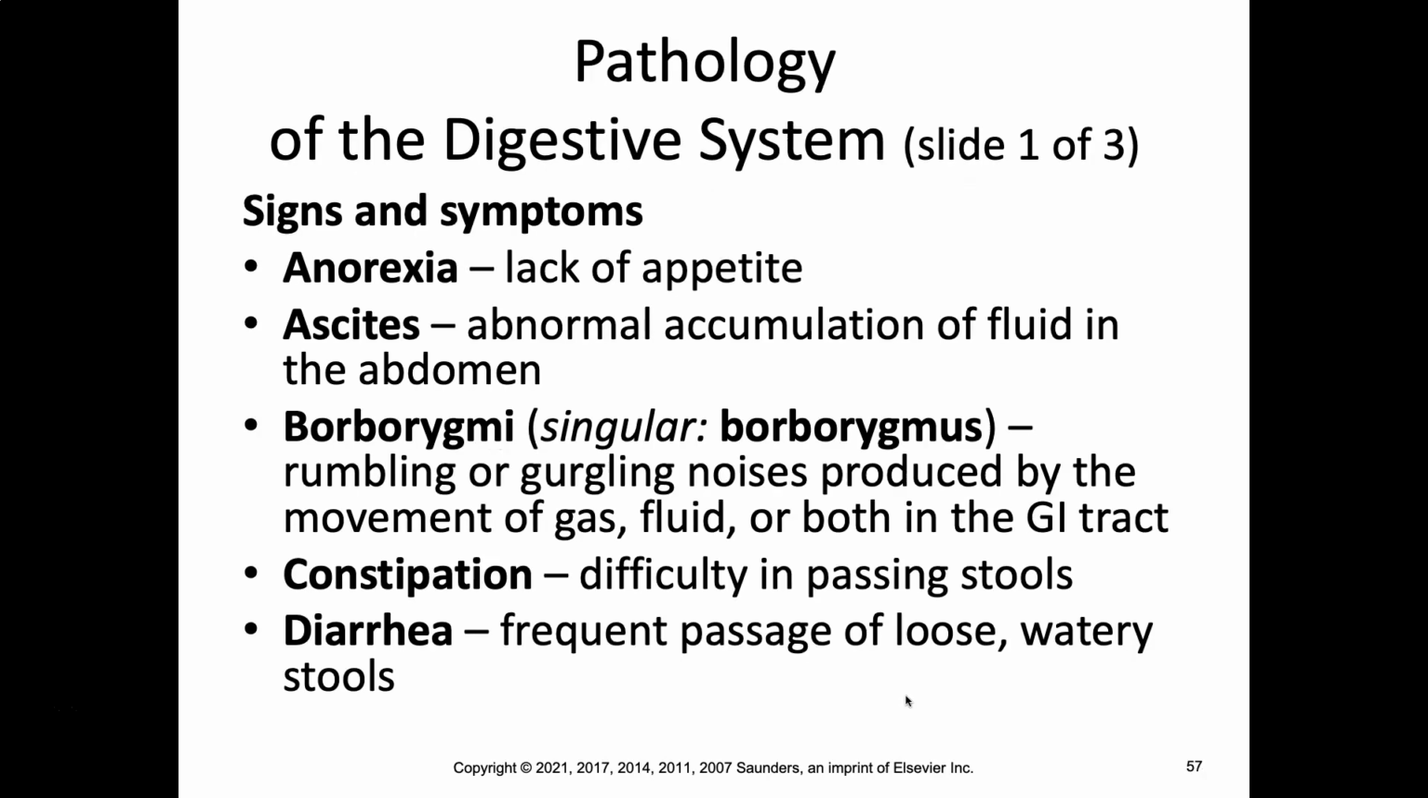All right, pathology of the digestive system. What can go wrong? That's what pathology is. What's going on that's not ideal in the digestive system? Some signs and symptoms. Anorexia means loss or lack of appetite. Ascites is an abnormal accumulation of fluid in the abdomen.